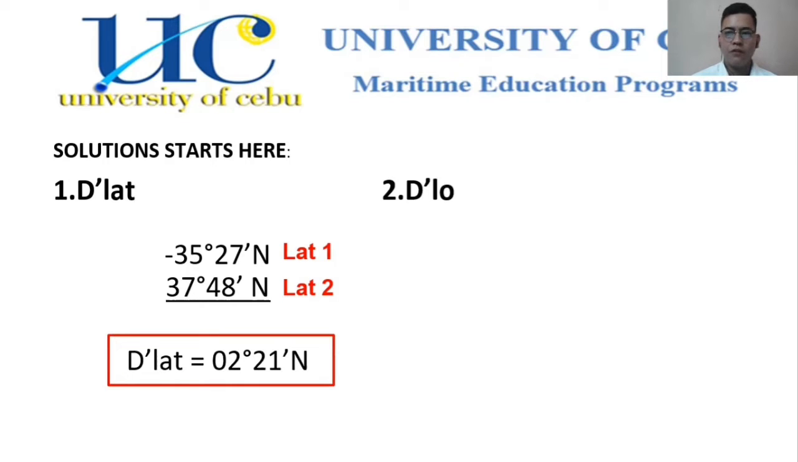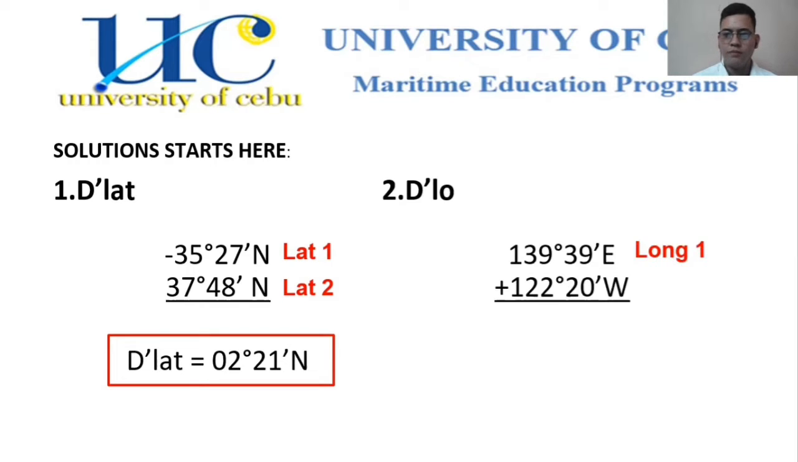So for the difference of longitude, let's have 139 degrees 39 minutes east as our longitude 1, 122 degrees 20 minutes west is our longitude 2. Again, according to the rules, when both longitude 1 and longitude 2 have the same names, subtract the lesser longitude from the greater longitude and name it according to the direction. But in our case, since both longitudes have different names, we're going to add the two values and name the DLO the same as longitude 2.